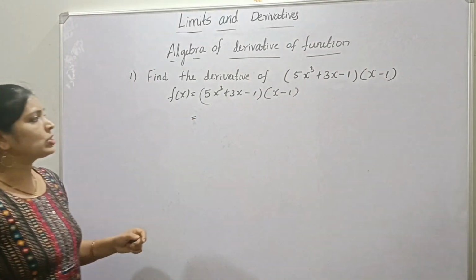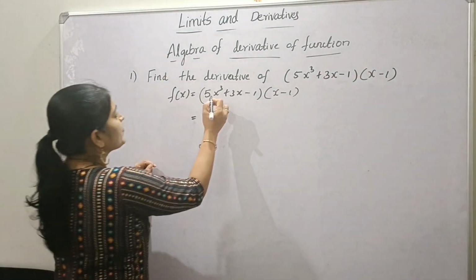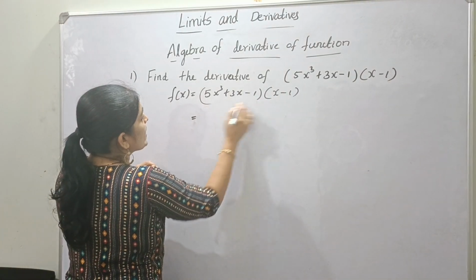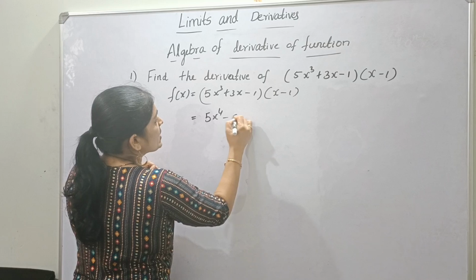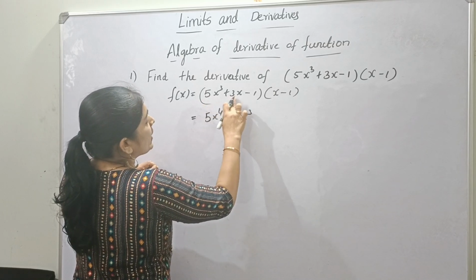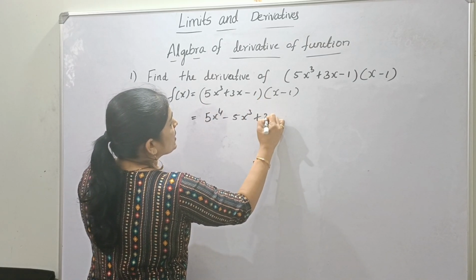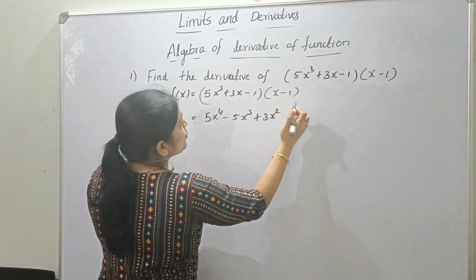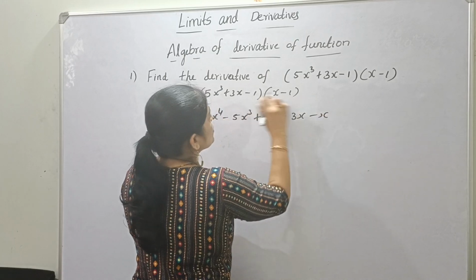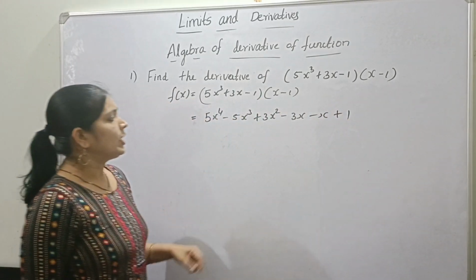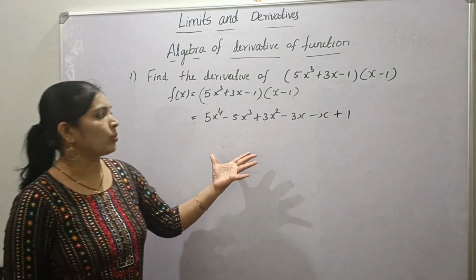Okay. So here, first of all, let us expand this expression. That is 5x cube into x is 5x raised to 4. 5x cube into minus 1 is minus 5x cube. Okay. Then after that 3x into x is 3x square. 3x into minus 1 is minus 3x, minus 1 into x is minus x, minus 1 into minus 1 is plus 1. Okay, now we have got this polynomial.